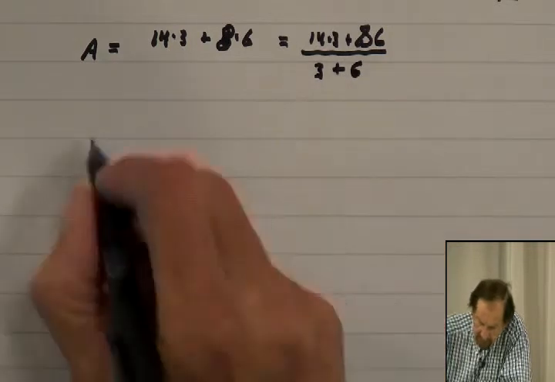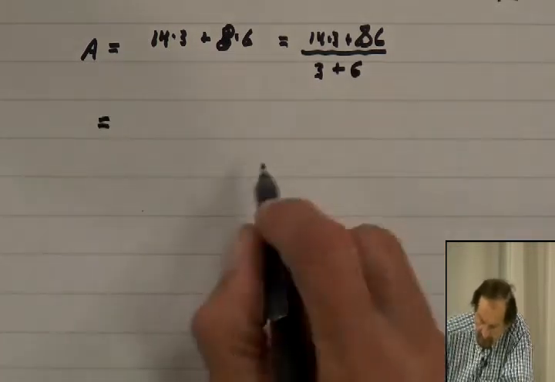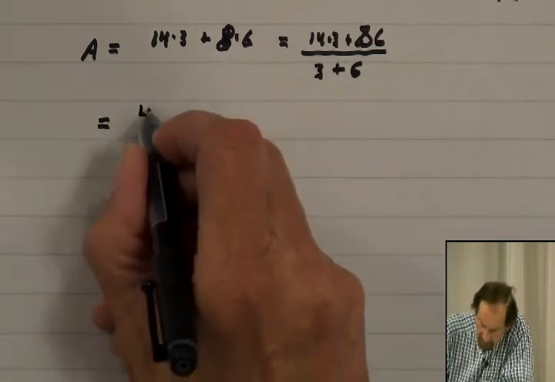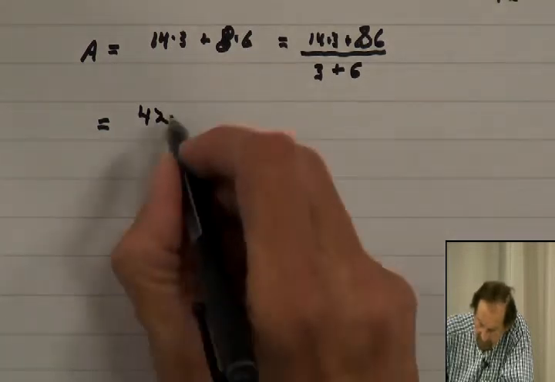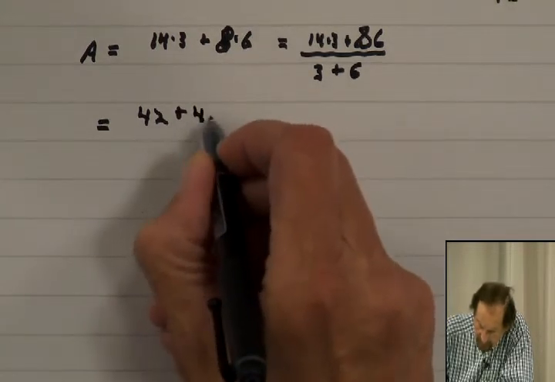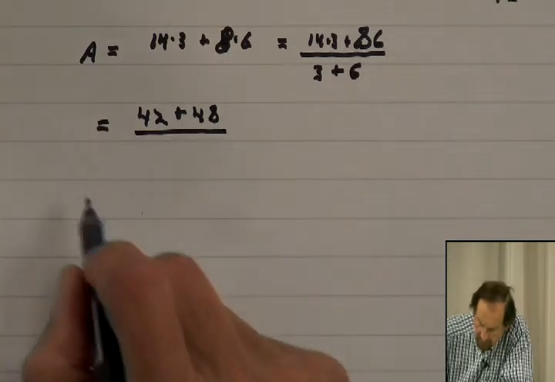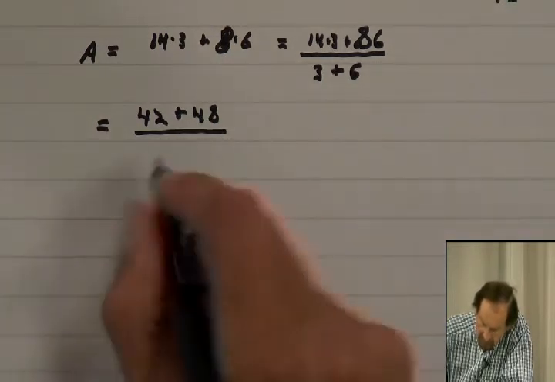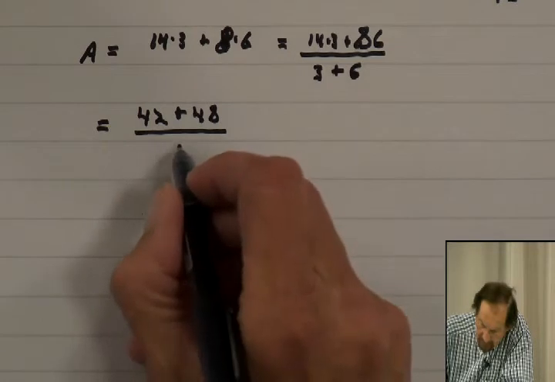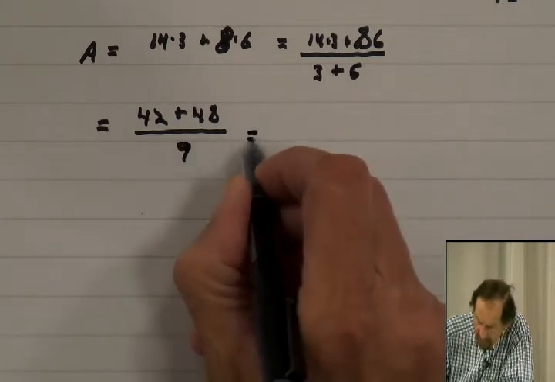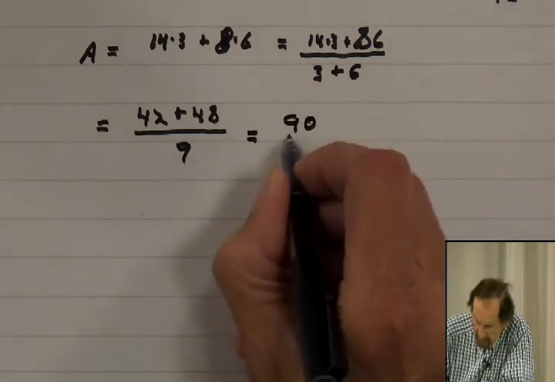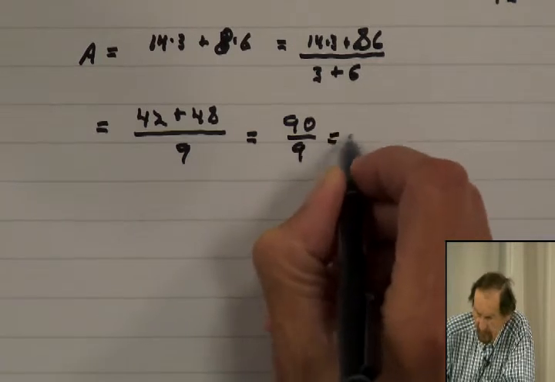So let's look at that. 14 times 3 is 42. 8 times 6 is 48. And now what we have is the following. We have this over 9. So this equals 90 over 9 equals 10.